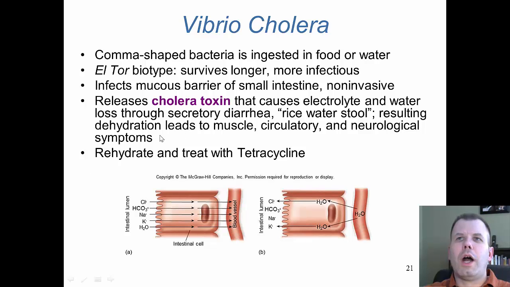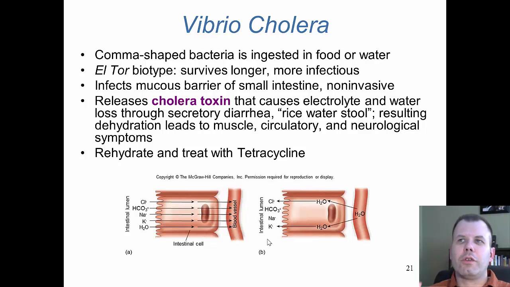All right, so Vibrio cholera. So this is again a comma-shaped bacteria that's ingested in food and water, and typically infects the mucous barrier of the small intestine. It's non-invasive, but what it does is it releases enzymes that cause the electrolytes in the water to be released from the intestinal cells. So what happens is that all these things get pulled out. You can see that these things go to the blood vessel when you eat something. But in the case of Vibrio cholera, it pulls the water along with the electrolytes back into the intestine. So you get this very heavy, aggressive, watery diarrhea that's associated with it.